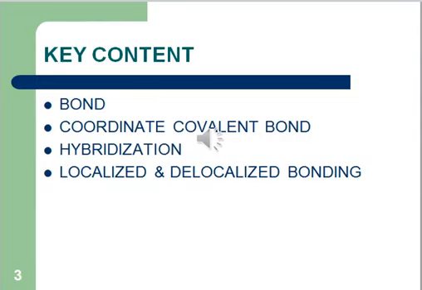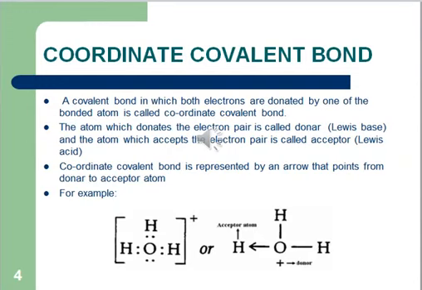So they can form an ionic bond, they can form a covalent bond, and there's a third type of bond which we'll study here, the coordinate covalent bond. A covalent bond is a bond in which both electrons are shared between the two atoms, while in a coordinate covalent bond, both electrons are donated by one of the bonded atoms. So a coordinate covalent bond is a special type of covalent bond.